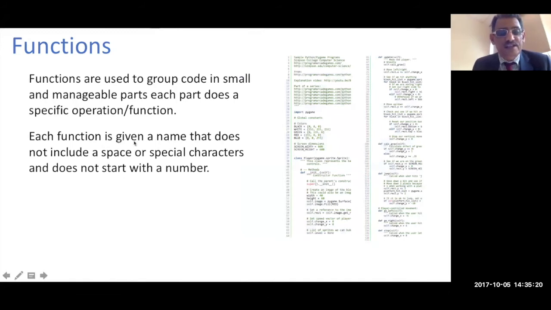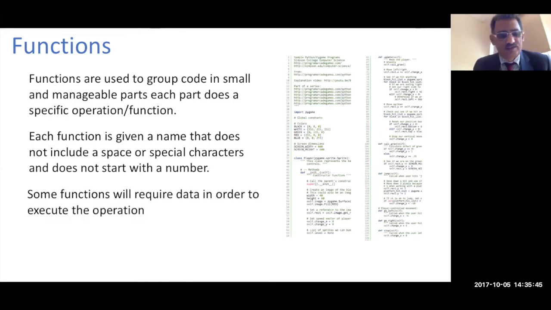So each function is given a name that does not include a space. There is no space in the name or special character. You can use underscore, but you cannot use minus or percentage or question mark or those things here. And it doesn't start with a number. So these are the things you need to keep in mind when you create the function. No spacing allowed in that function.